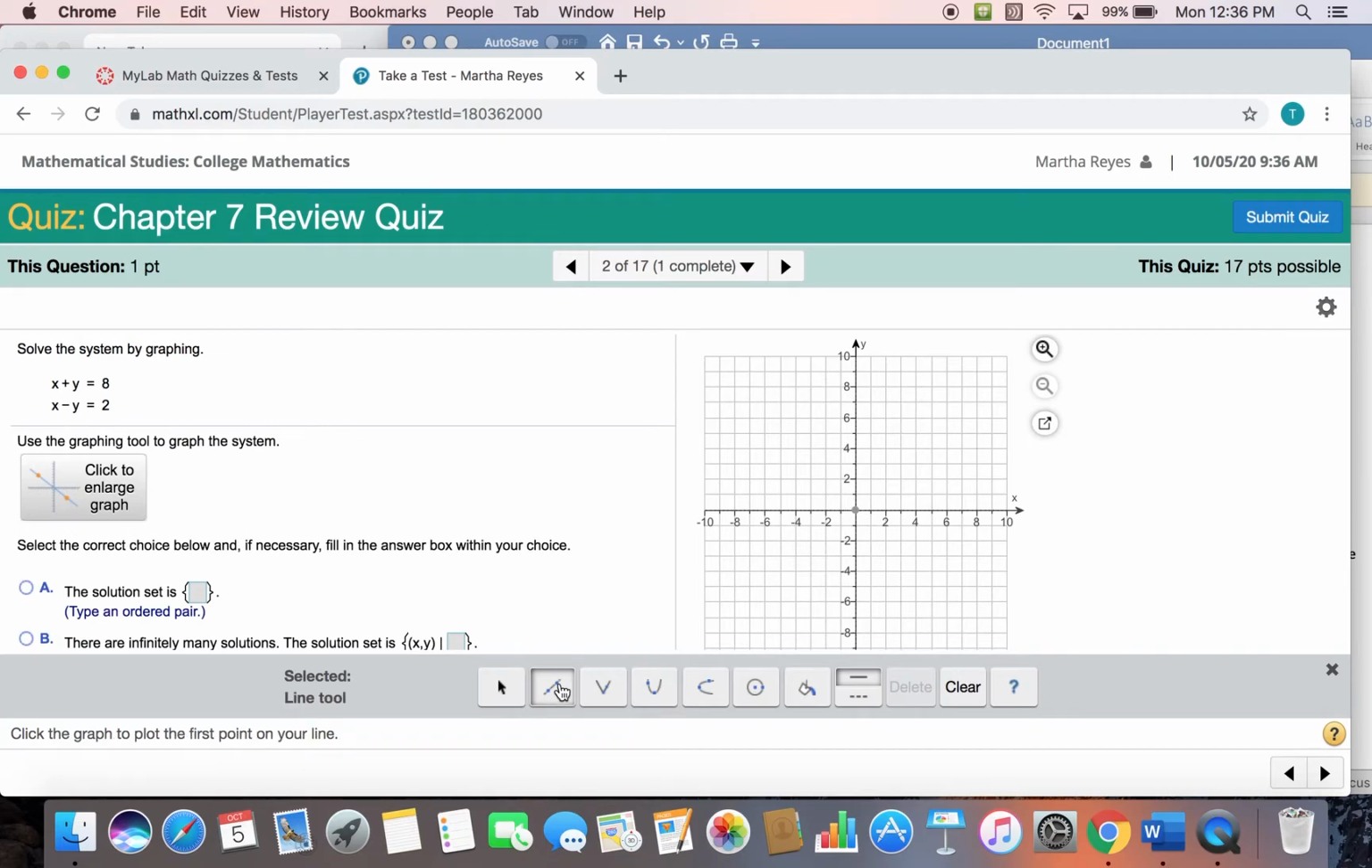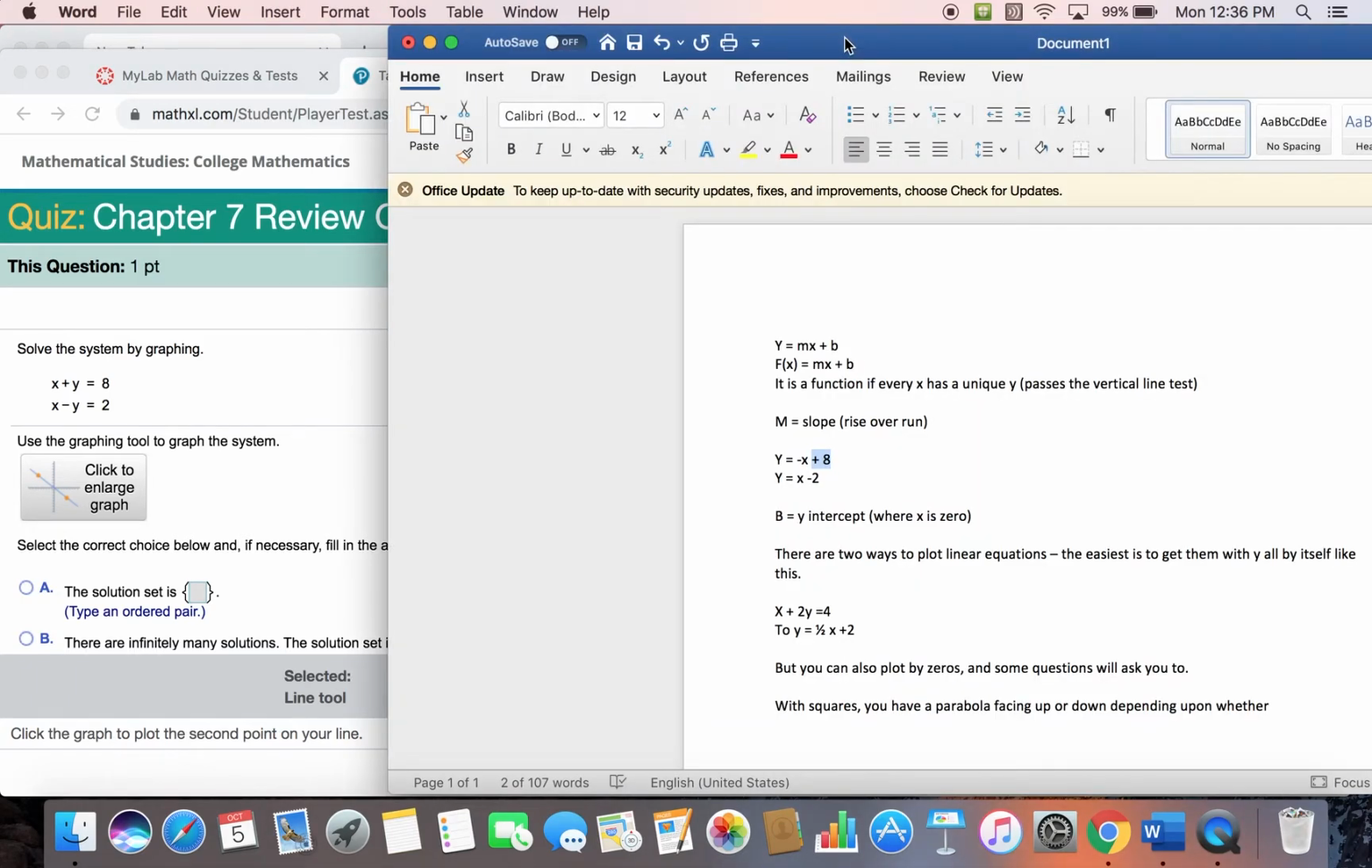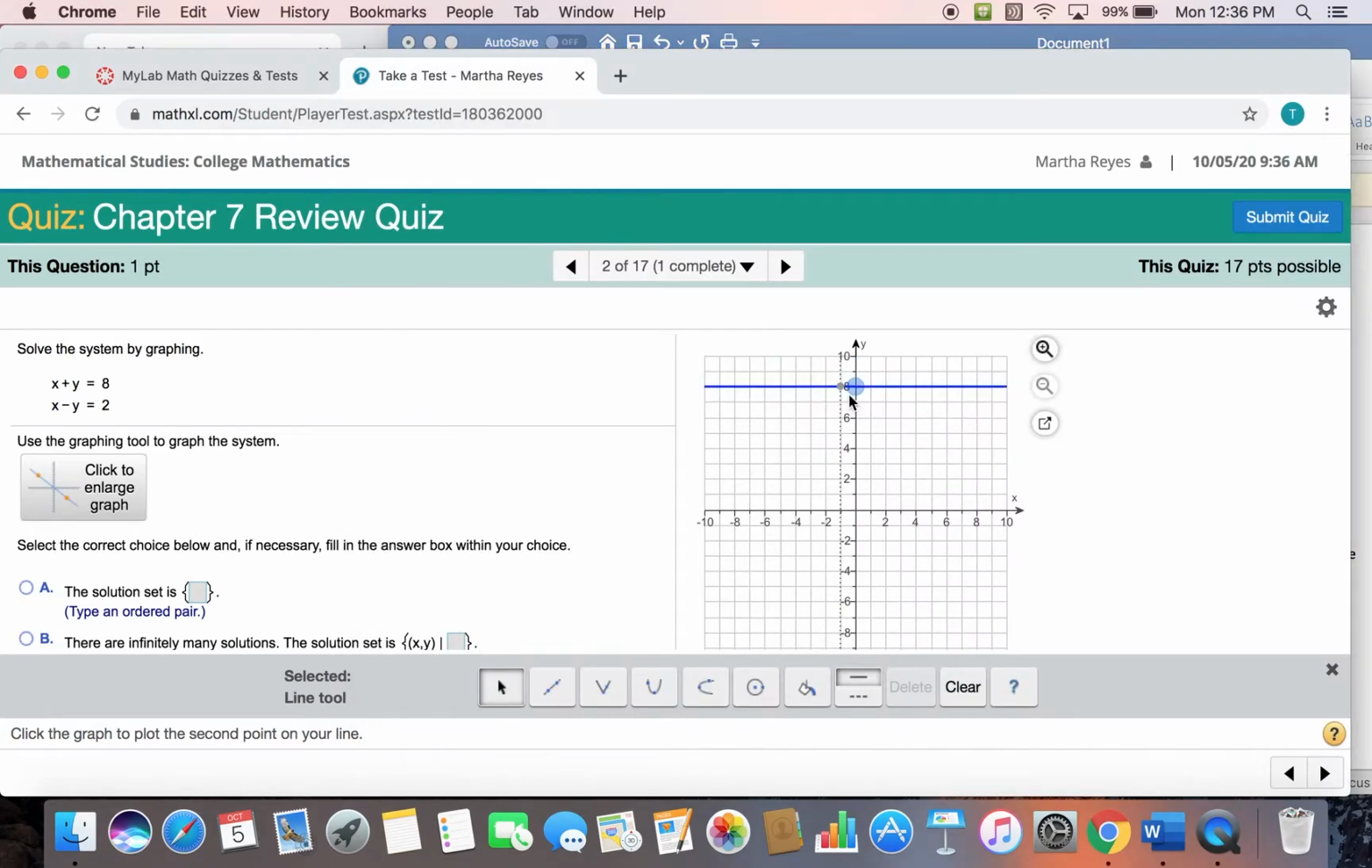Now for these, I have to click on the little graph line there. Okay, so I have the first point. And then my slope is negative 1. That's rise over run. That means it goes down 1 and to the right 1. If it were positive, it would go up 1 and to the right 1. So I go down 1 over 1. That's the first line. Okay, now I have to graph the second line.